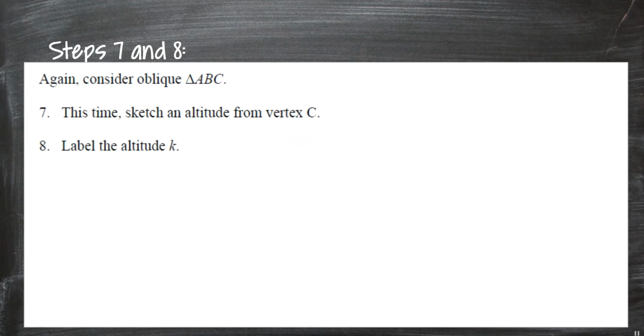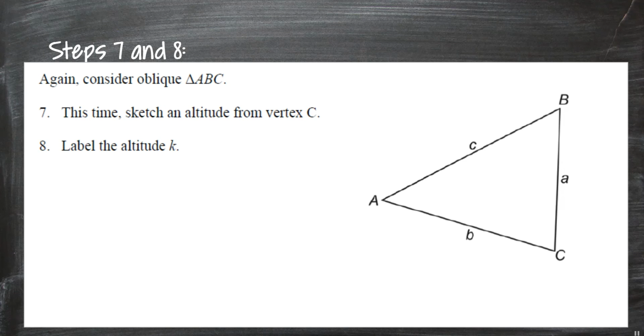So now we're going to move on to the back. The back steps are very similar to the front, but we're looking at the whole picture from a different perspective. So again, we're going to consider this triangle, and we're going to sketch an altitude, but this time the altitude is going to be from vertex C, which is this angle right here. So we're going to get our straight edge, our ruler, and we're going to label it. Go ahead and give this one a try on your own.